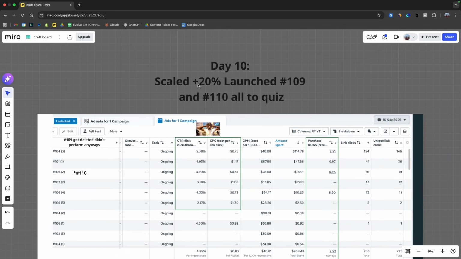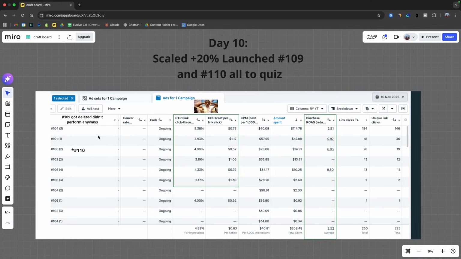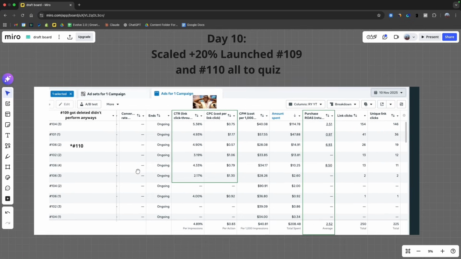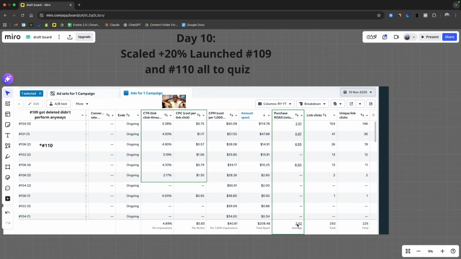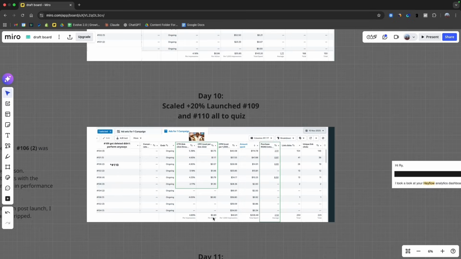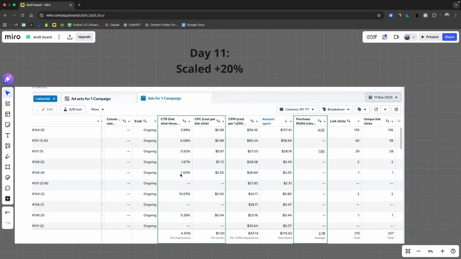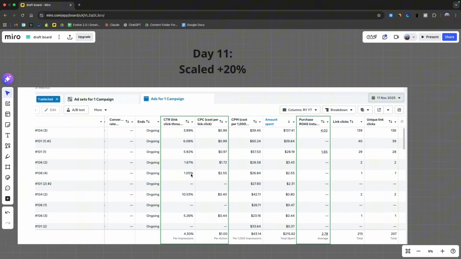starts to get fun. So scaled 20%, launched 109, 110, all to quiz funnel. 109, 110 were just more iterations around the top spender. 109 got deleted. I don't know why, but it wasn't performing anyways. We can see that 110 here, getting a little bit of spend, but overall performance today was very, very strong. So then day 11, this is when stuff starts to get crazy.